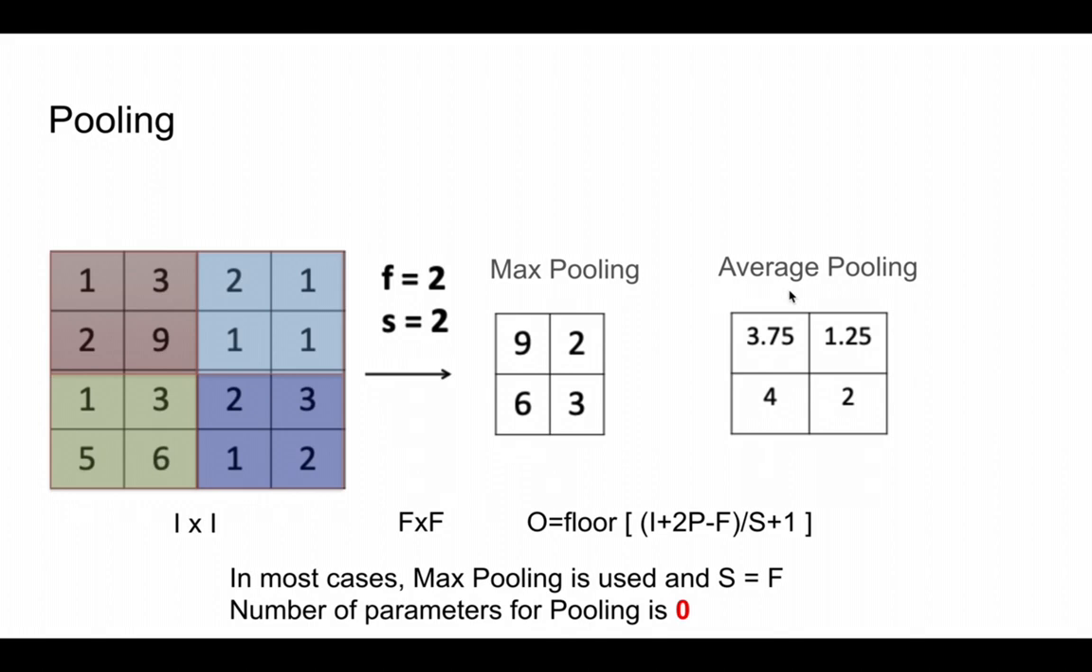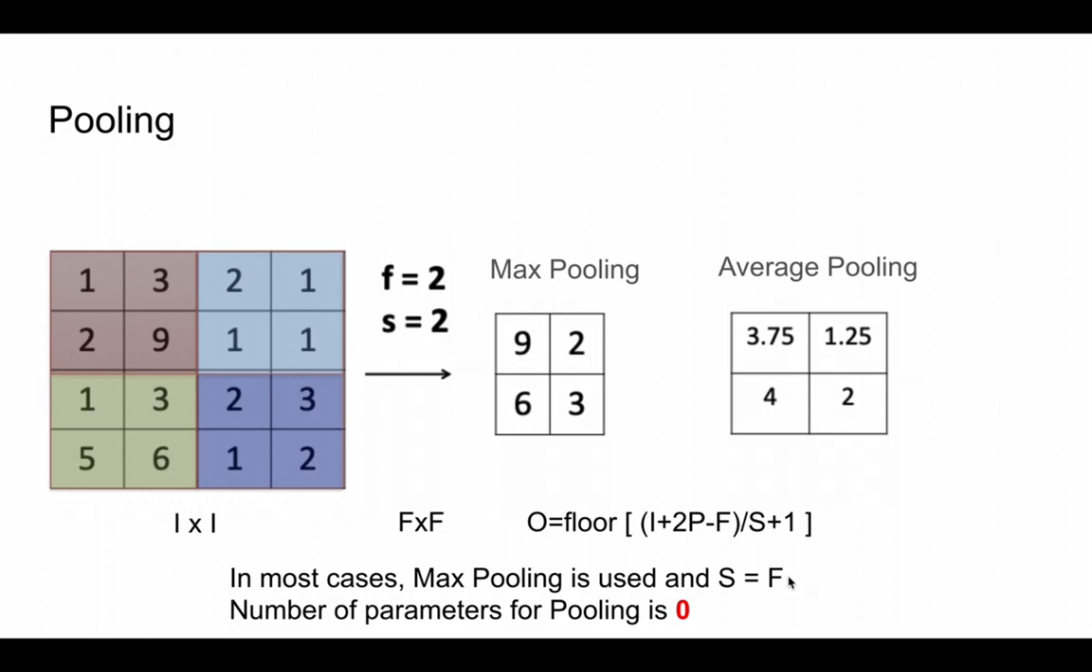For the average pooling, for each window, we calculate the average of all 4 numbers, and we get an output of the same size, 2 by 2. We can check the formula here. I is 4, f is 2, and the stride size is set to the same value as f, and we can compute the output as floor, which is 2 by 2. In most cases, we set the stride length equal to the filter size.